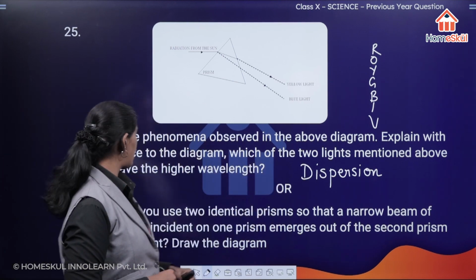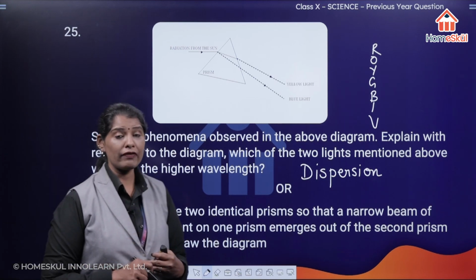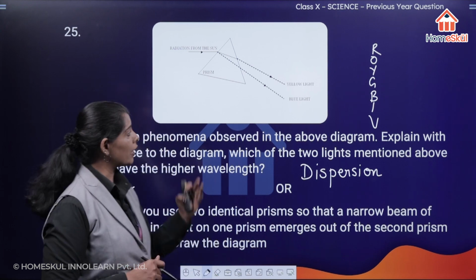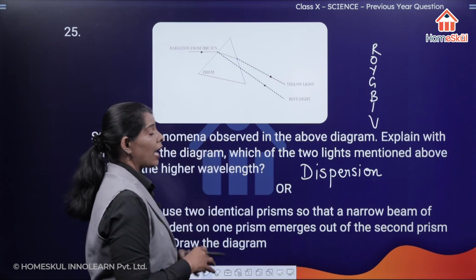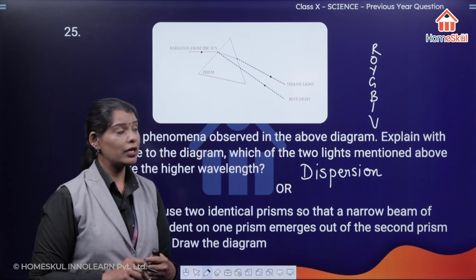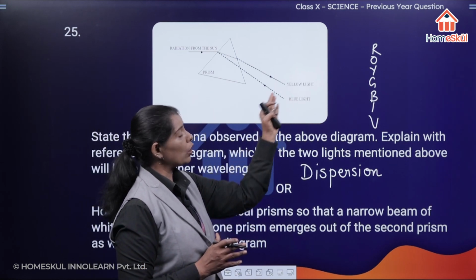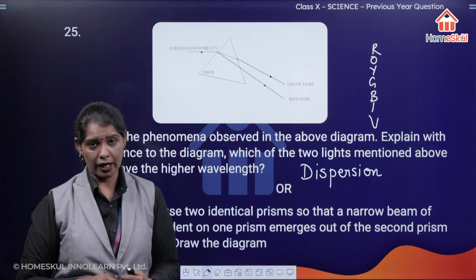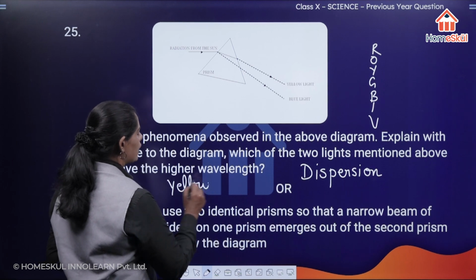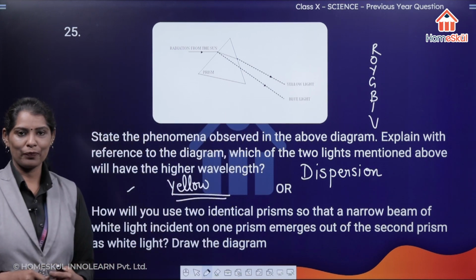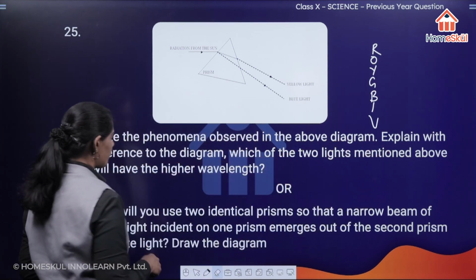two lights mentioned above will have the higher wavelength. Okay, higher the velocity, higher is the wavelength for a constant frequency. Right? So, here we know that yellow light will be having a higher velocity compared to blue light, and hence it will be having a higher wavelength. Red is having the maximum wavelength, but out of these given two lights, among yellow and blue light, we know that yellow light has the higher velocity, and hence yellow light will have the higher wavelength compared to the blue light. Okay, coming to the next part of this question, that is the OR question here.